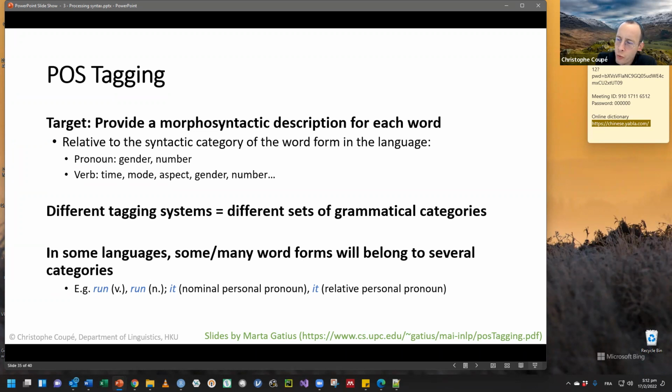A lemma means a root word. Yes, in a way. It's kind of the core meaning, the root of the word. If you have dogs, the root is dog, right? S is just the plural. So the lemma is kind of the root.